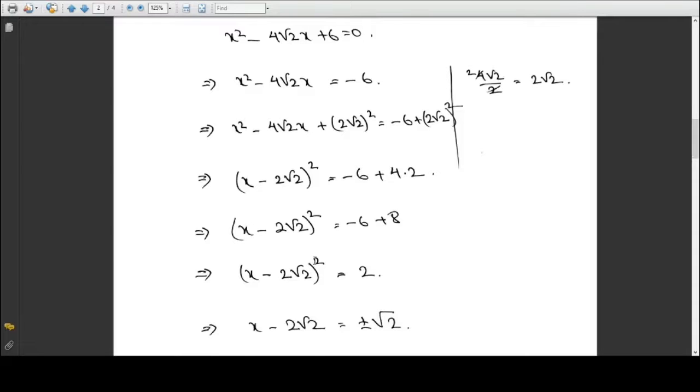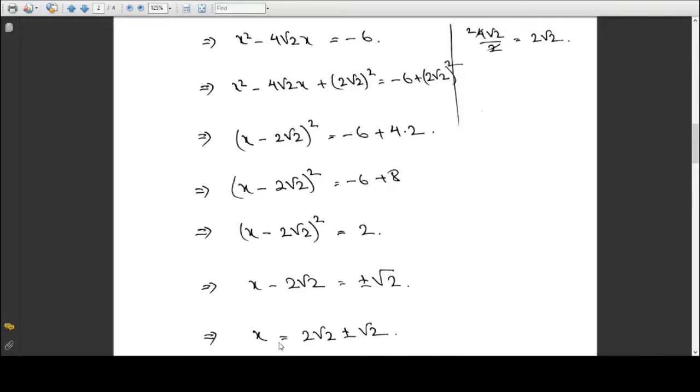And here, on removing this power of 2, it will be plus minus root over the thing which is on the right side, as I have discussed earlier in the first problem.